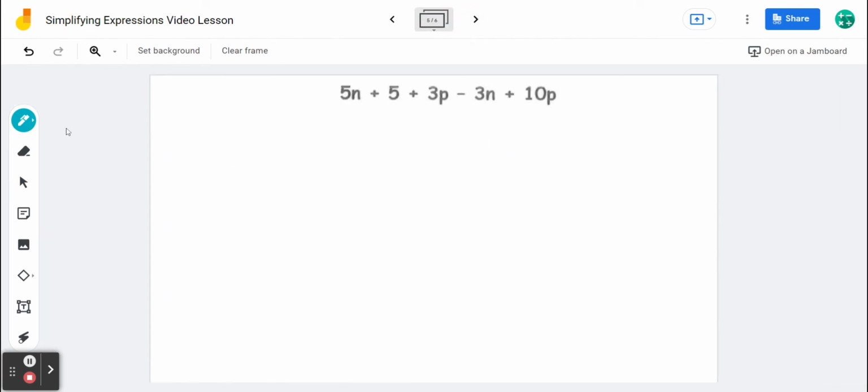Next one. All right, we have n terms, we have p terms, and then we have constants again. So let me start by highlighting in blue. I'm going to do the n terms, so 5n, and then the 3n with the subtraction sign. Green, I'll do the constants. So in this case, just seems to be the 5.